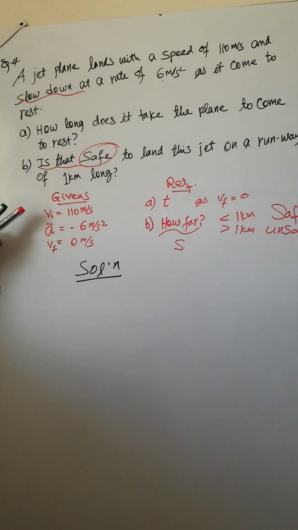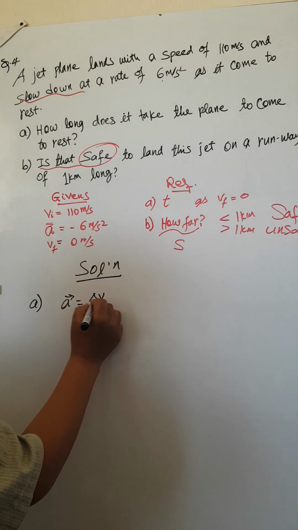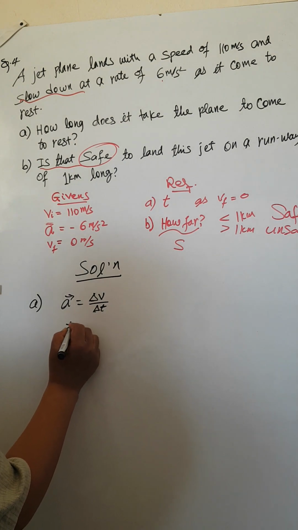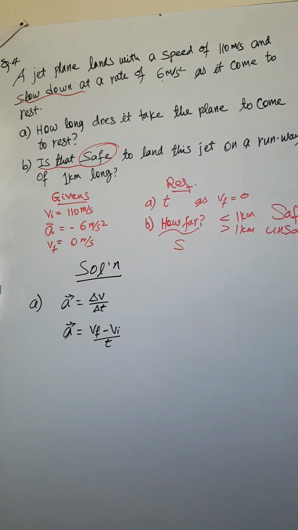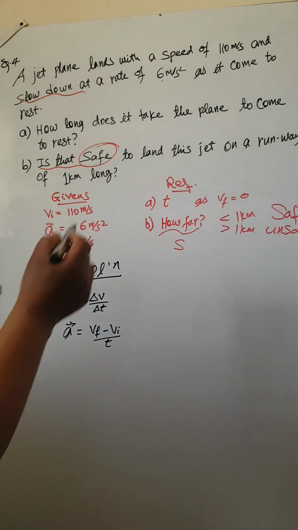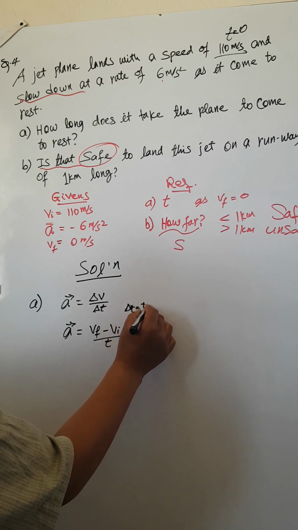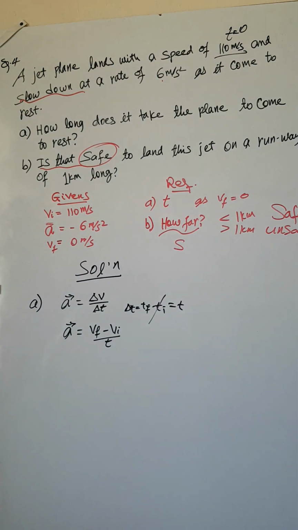Here we have initial velocity, final velocity, and acceleration. Acceleration is negative 6 meters per second squared. We know that from our previous discussions. Acceleration is equal to change in speed divided by change in t. Now, acceleration is equal to Vf minus Vi divided by t. We can assume that as the plane touches the runway, the time is 0. So change in t, which is Tf minus Ti, is equal to t, because as it touches the ground, the time can be counted as 0.